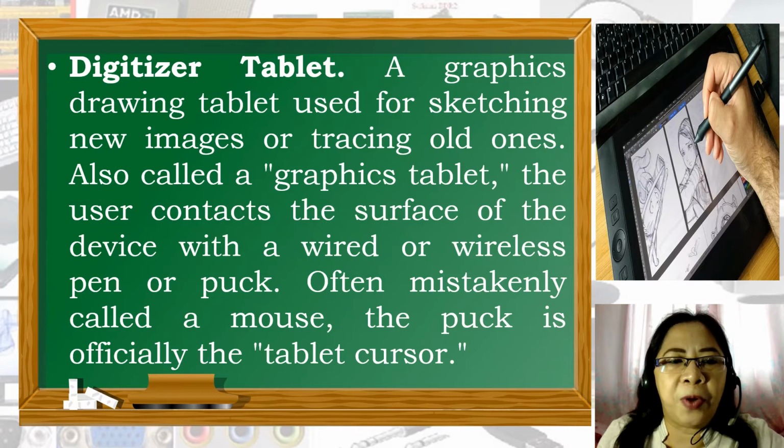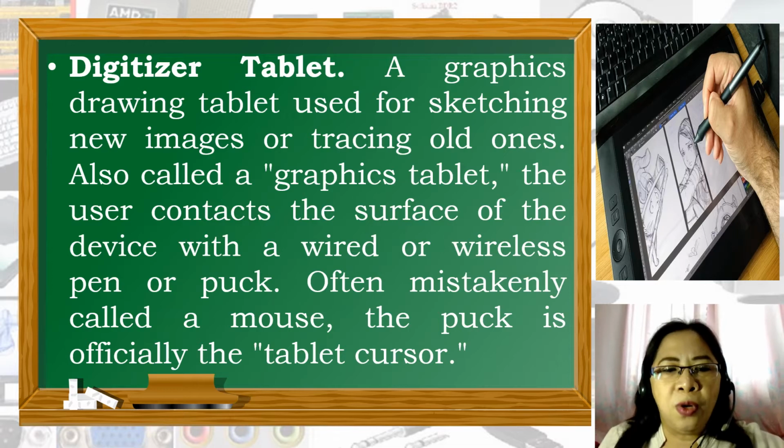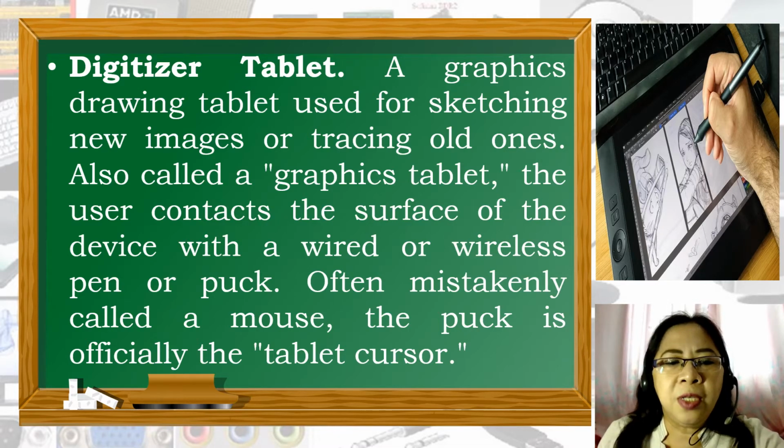Another example of pointing device is the Digitizer Tablet, a graphics drawing tablet used for sketching new images or tracing old ones. Also called a graphics tablet, the user contacts the surface of the device with a wired or wireless pen or puck. Often mistakenly called a mouse, the puck is usually the tablet cursor. This kind of input device is usually used by animators or draftsmen.